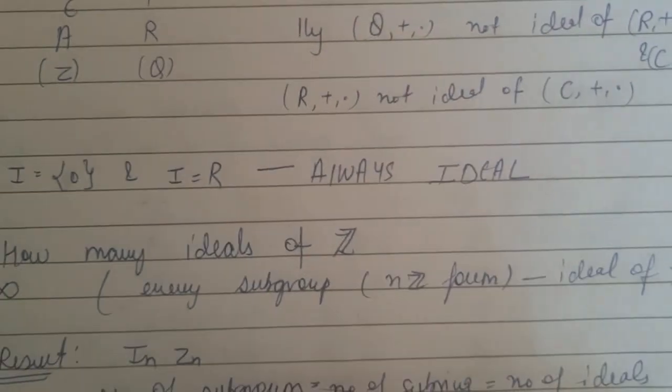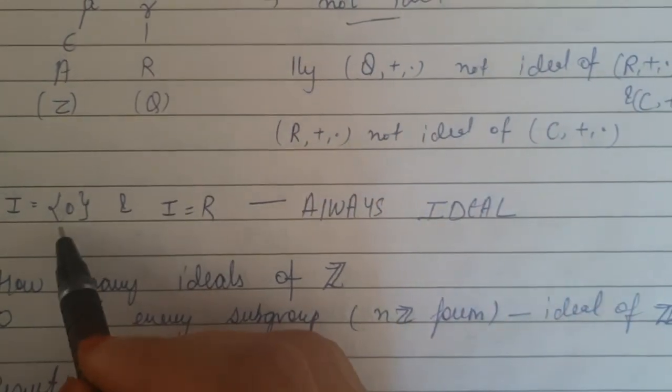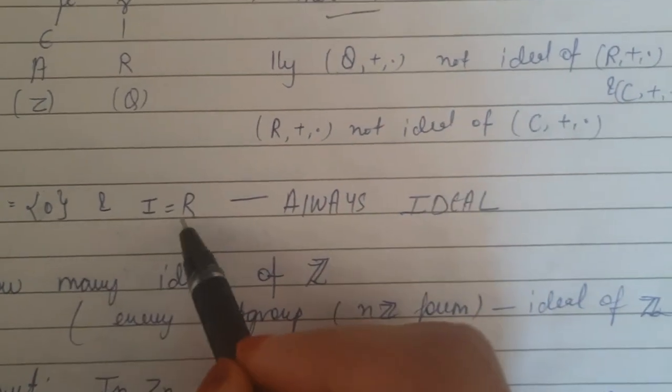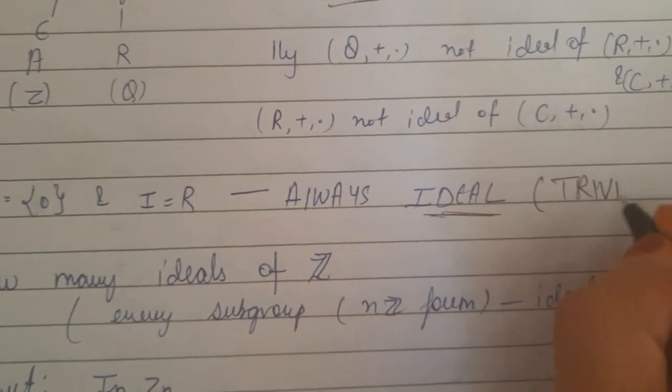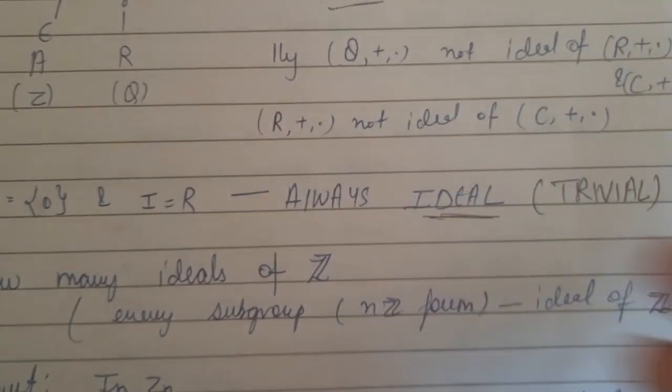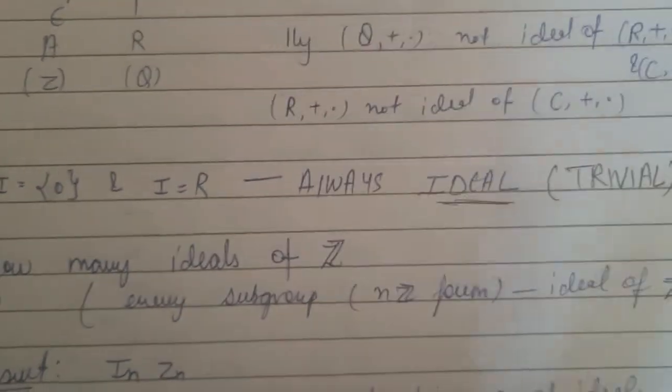Next we have the trivial ideals. Basically the singleton 0 and the ring itself are always ideals, called trivial ideals. Like the trivial subrings or trivial subgroups, trivial ideals are basically the same.